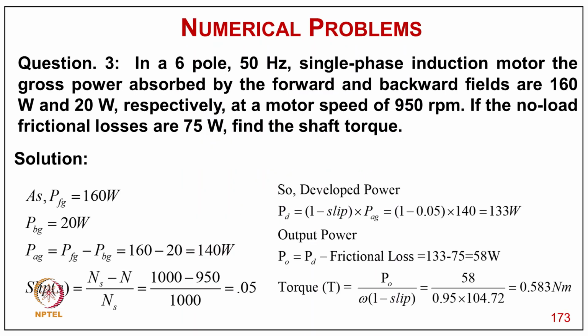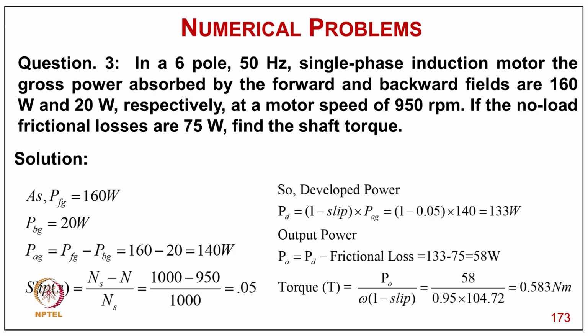Now question 3: in a 6-pole 50 Hz single phase induction motor, the gross power absorbed by the forward and backward fields are 160 watt and 20 watt respectively, and the motor speed is 950 rpm. If no load friction losses are 75 watt, find the shaft torque.